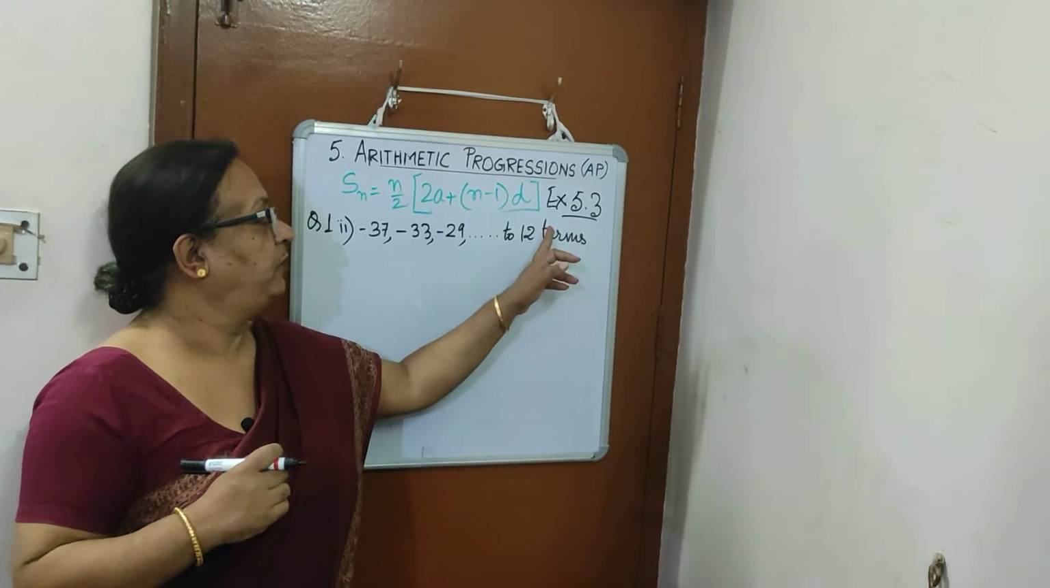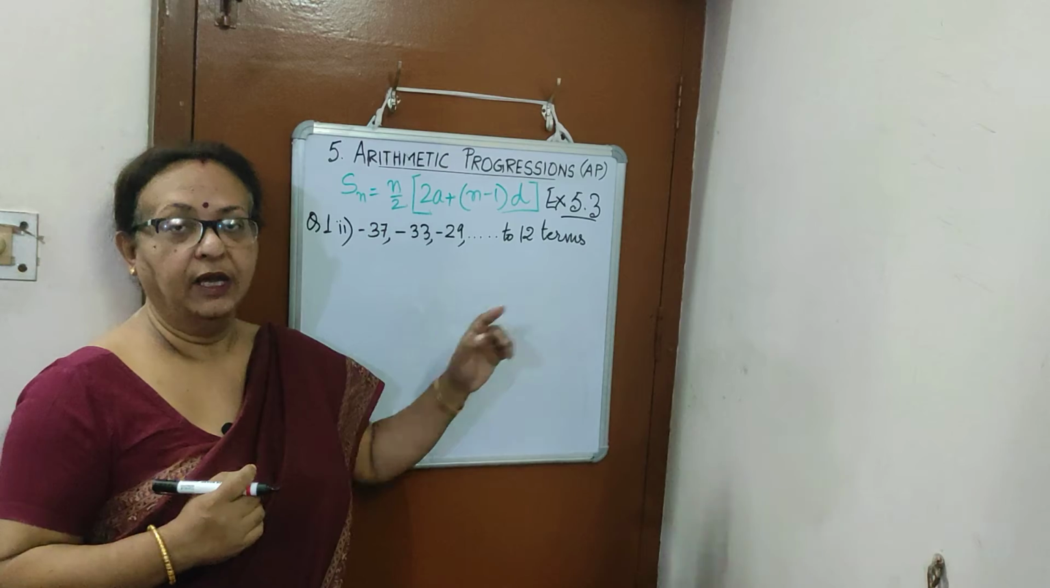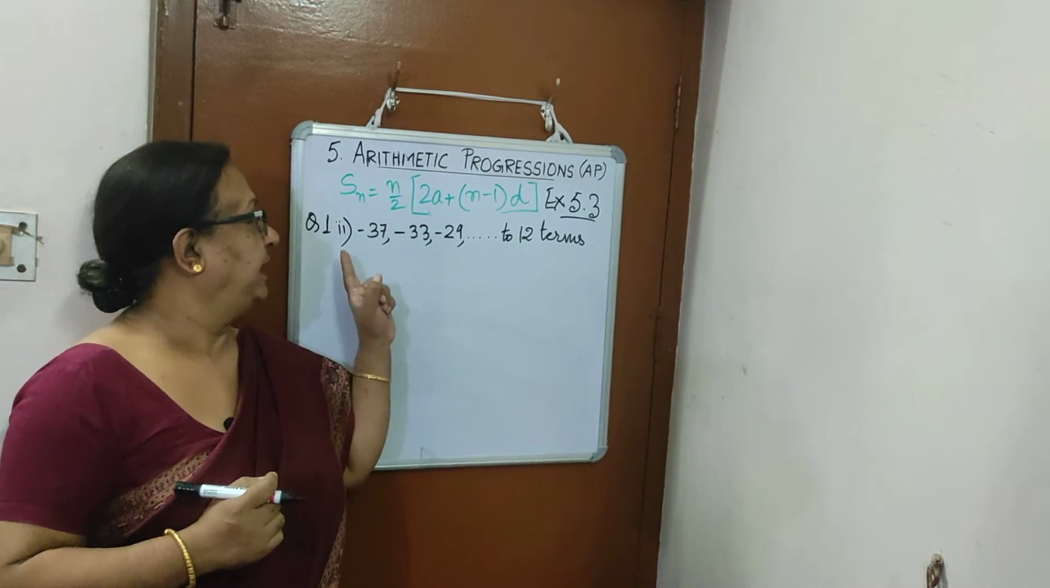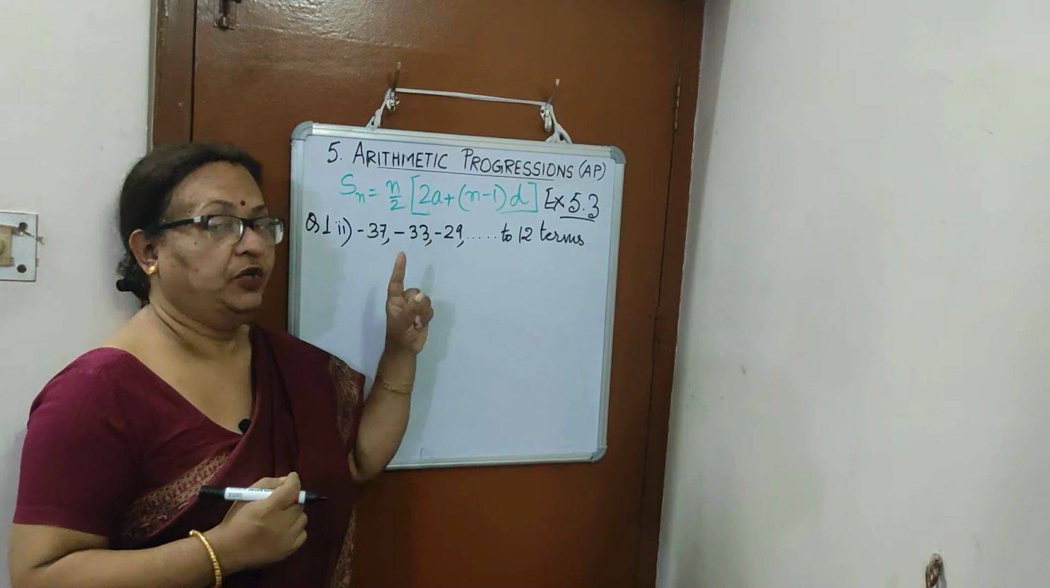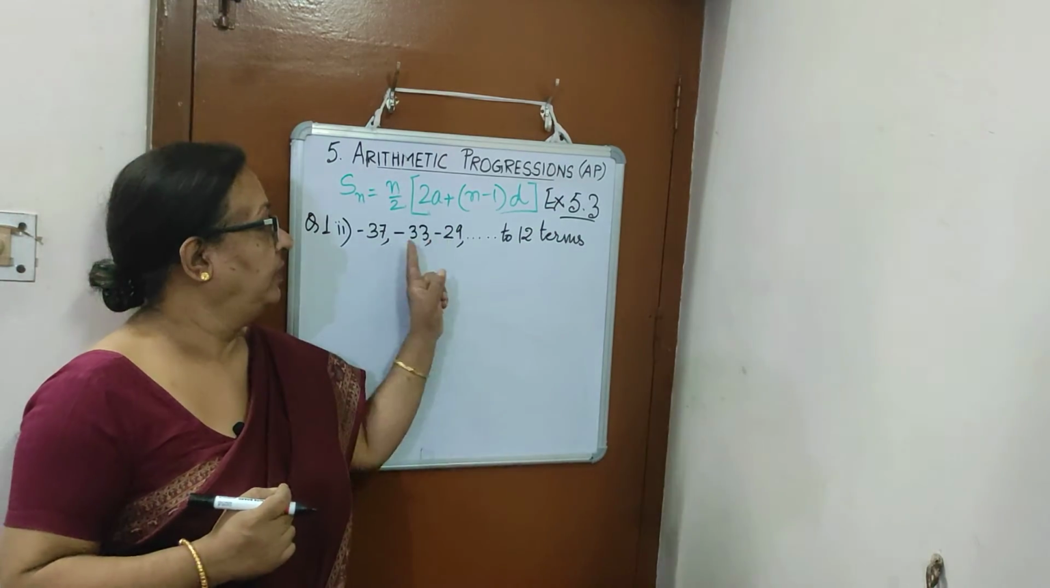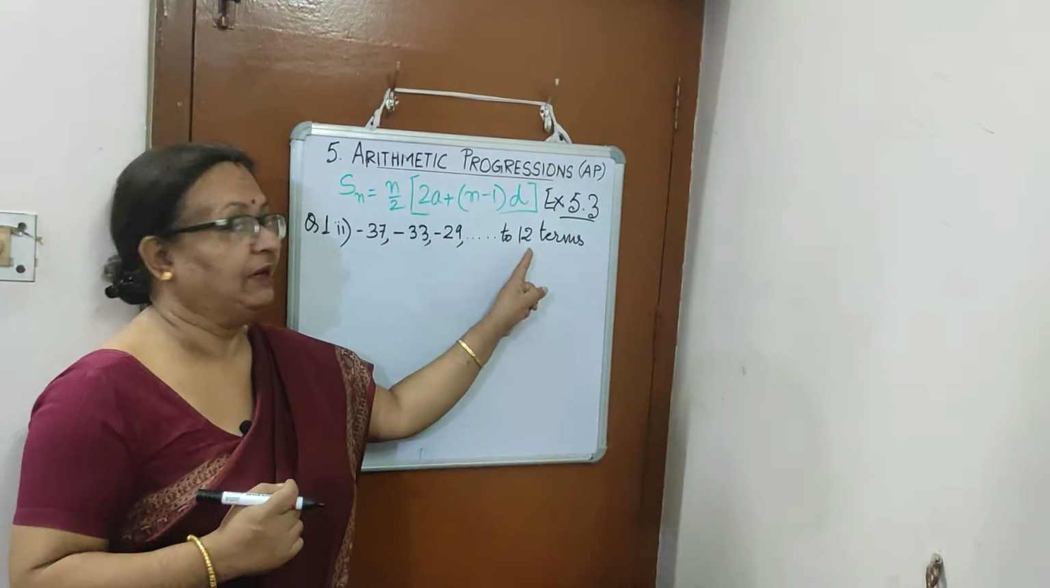Okay, next children, we move on to exercise 5.3. Question number 1. I have taken up the second sum. This is an AP given to you. You need to find the sum of this up to 12 terms.